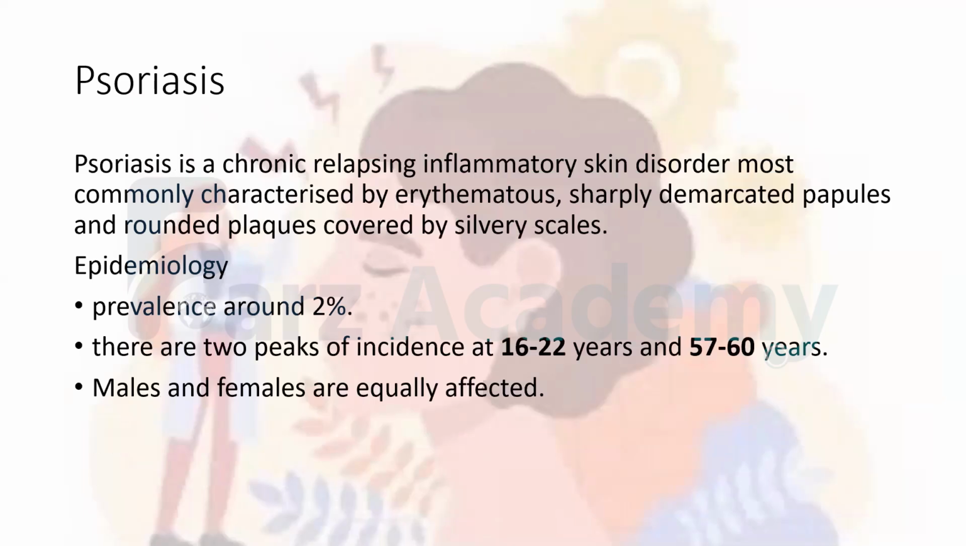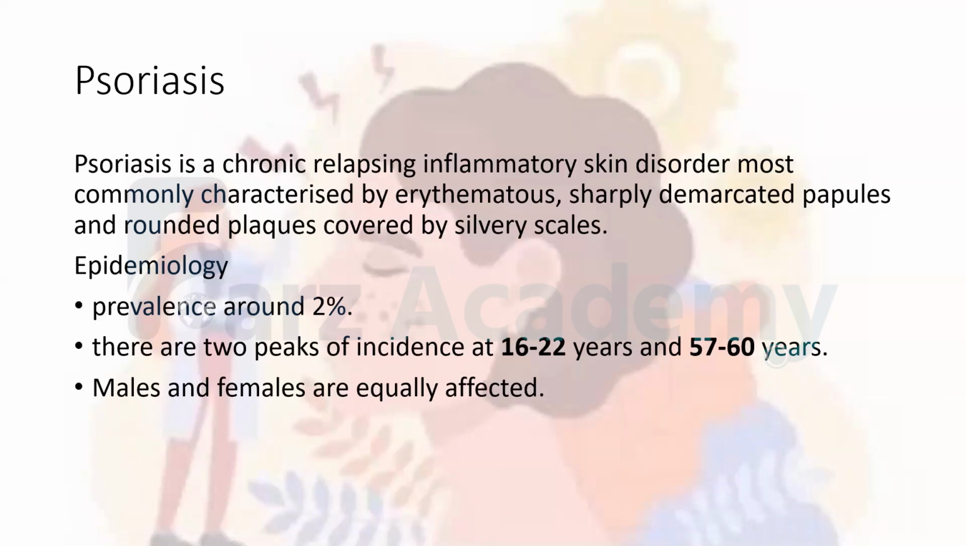Okay. Moving on to the next condition. So psoriasis, it's a very common condition. A lot of questions can come from this topic in your part 1, part 2, or even PACES exam. Okay. So it's a chronic relapsing inflammatory skin disorder, most commonly characterized by erythematous, sharply demarcated papules and rounded plaques. And these are usually covered by silvery scales.